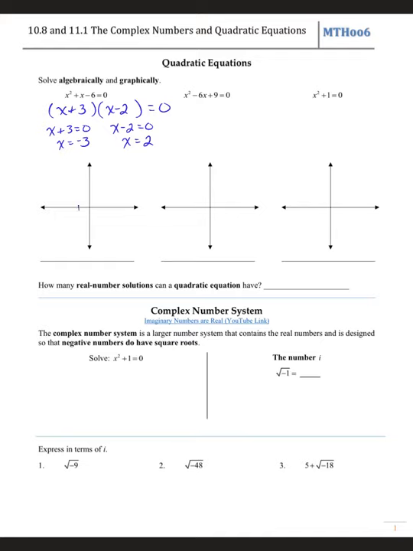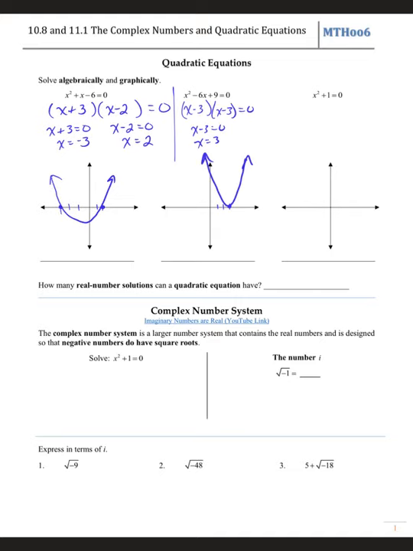So at negative 3, let's say 1, 2, 3, that's right there, and 2 would be right here. That means we would have a quadratic, which is going to be the graph that's shaped like a U. Not the best, but you can kind of get the idea. It would look like that. Go ahead and try the next one.